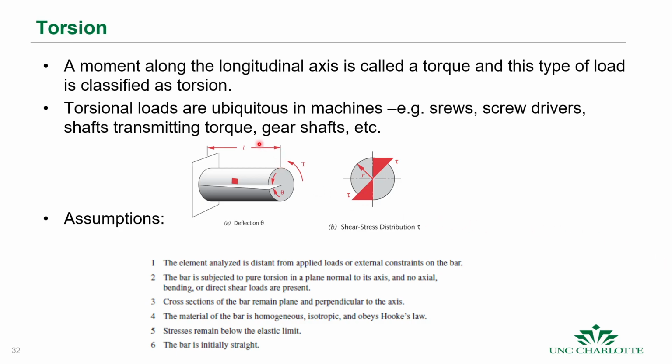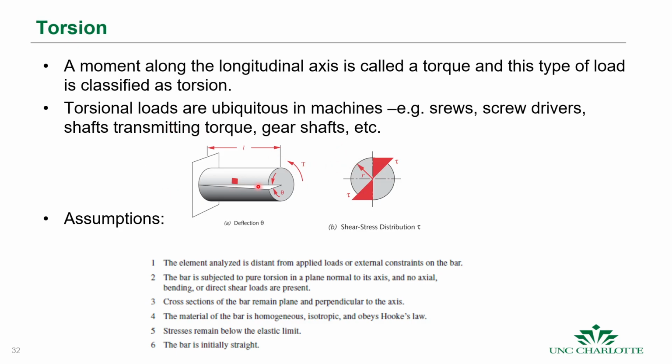Okay, so the last loading review that we're going to do is for torsion. If we have a moment along the longitudinal axis, it's called a torque, and this type of load is a torsional load. We have this distribution of stress from this load, and it's the maximum at the outer radius r.